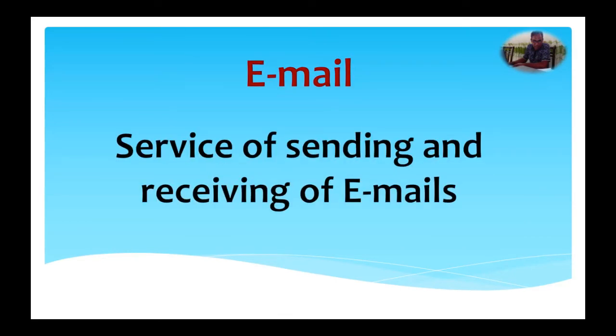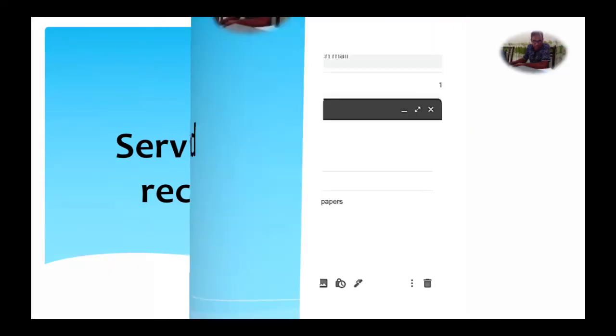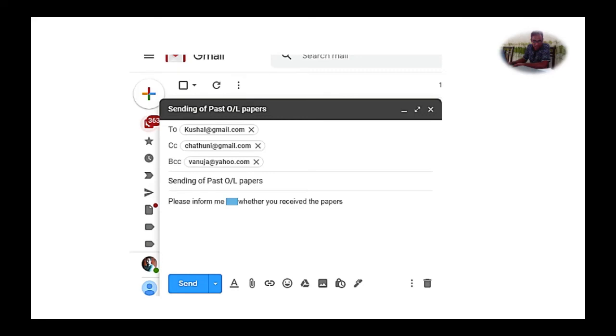Email is a very good service of sending and receiving letters, electronic letters. This method we call email. This is what you have in our paper. In most papers we get questions from this section. So here we need a clear understanding of email. This is a picture of email. I'll explain it here too.